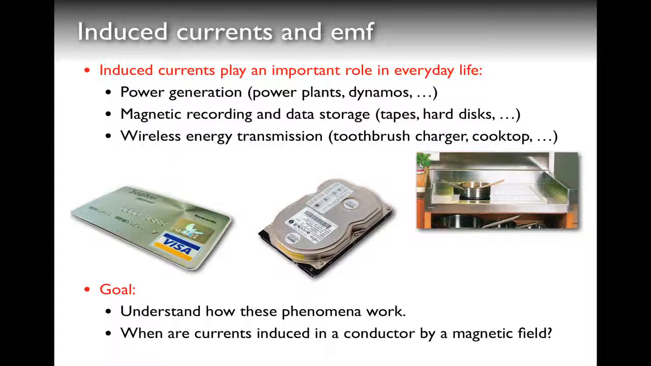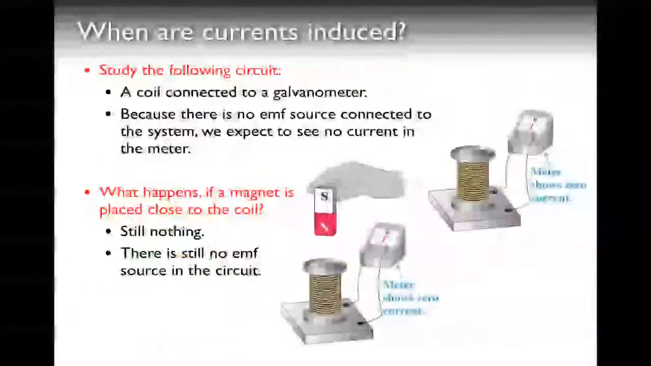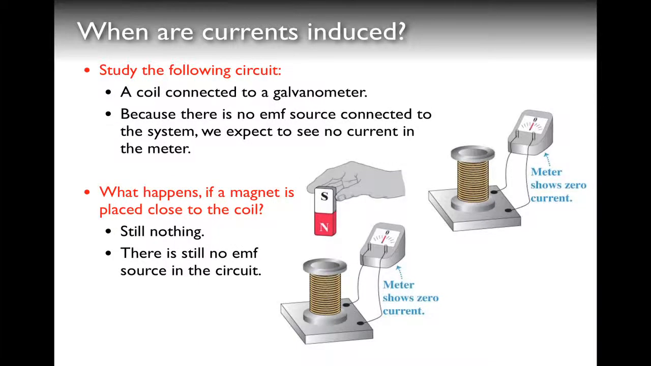So what we want to do is understand how these phenomena work, and in particular, when currents are induced in a conductor by a magnetic field. For this, we're going to do the following simple examples. We're going to study first the following cases. First, we have a coil connected to a galvanometer. Note that the system has no EMF source connected to it, meaning that we expect to see no current in the meter. If we now take a magnet and place it close by and don't move, what do we observe? Again, we observe that nothing happens, meaning that there is no EMF induced in the system.